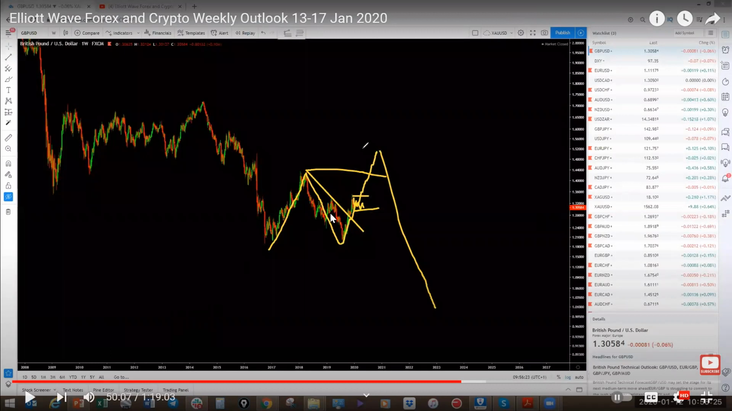So what I was actually saying here is that pound is going to make a corrective structure here in January, and then it was going to go and break the top there. And after breaking the top, the pound was going to crash.